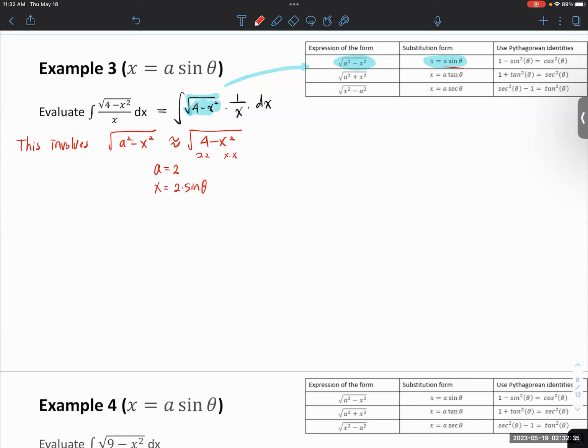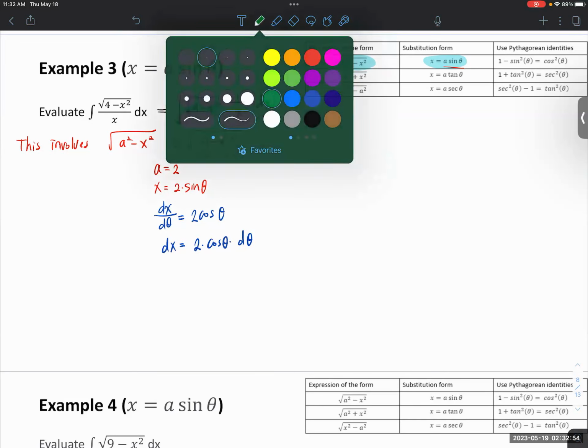take the derivative. So if you take the derivative, dx over d theta, it is going to be 2 cosine theta. So dx will be 2 times cosine theta d theta. So that's something you're going to convert later. And then also you can find out more information.